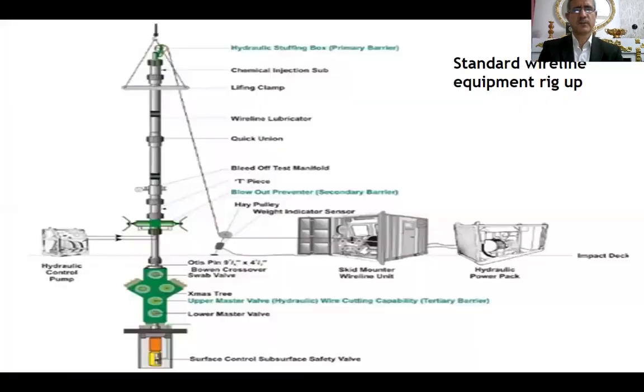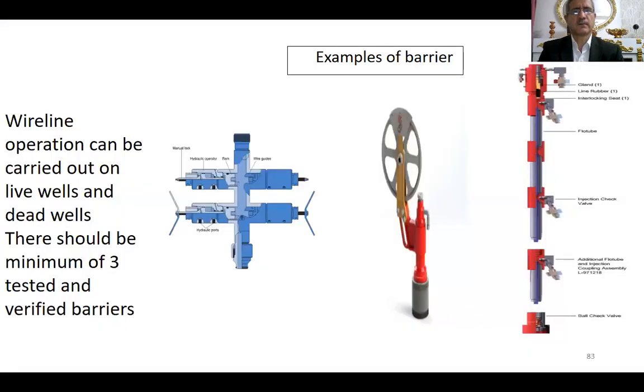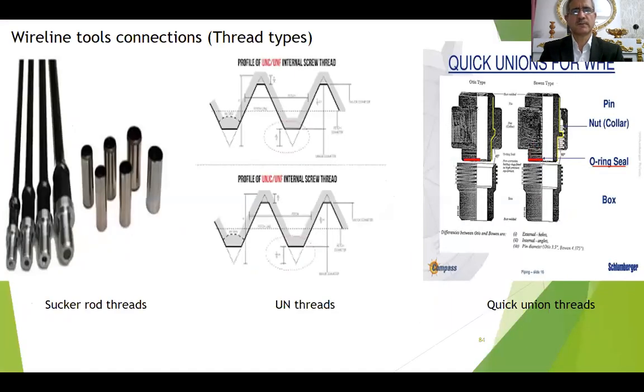Here also the rig up. This is standard wireline equipment rig up. This is the platform of the Schlumberger. It is about 38 feet because we have to run the tool string inside it. Examples for barriers: we have stuffing box, grease injection head, BOPs.